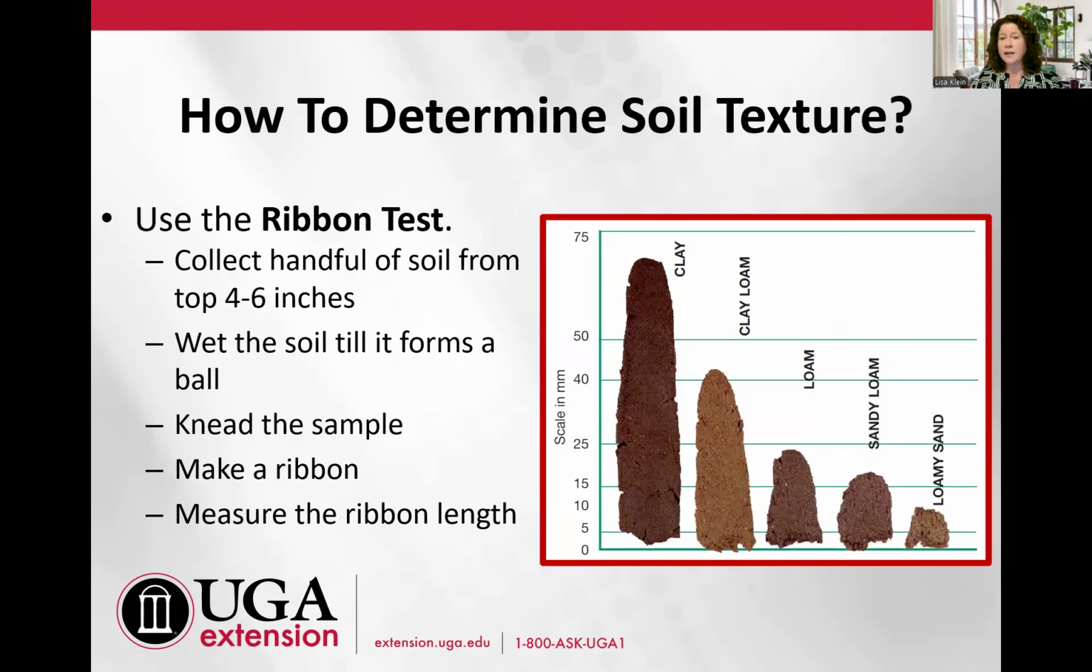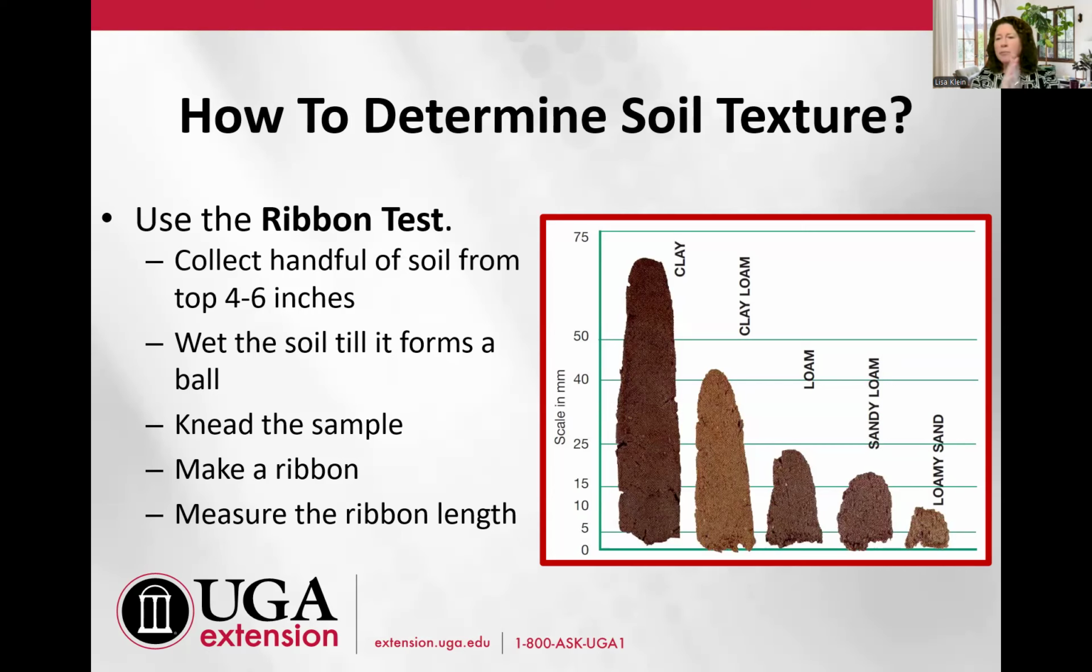Here's another way of telling soil texture. If you don't want to go through all that trouble, you can do the ribbon test. So go out, collect the top 4 to 6 inches, get a handful of soil. So if you're going to do your lawn or a garden, let's just say you want to do your garden, take your shovel out there, go down, get a nice shovel full from that top 4 to 6 inches, put it in a bowl, and you're going to wet that soil until it forms a ball.